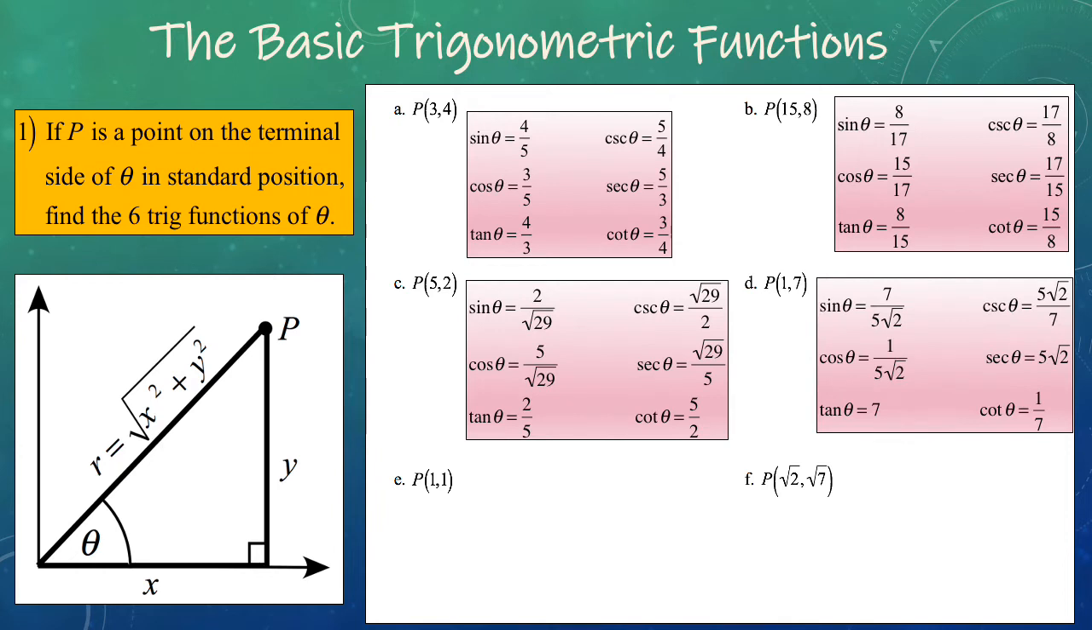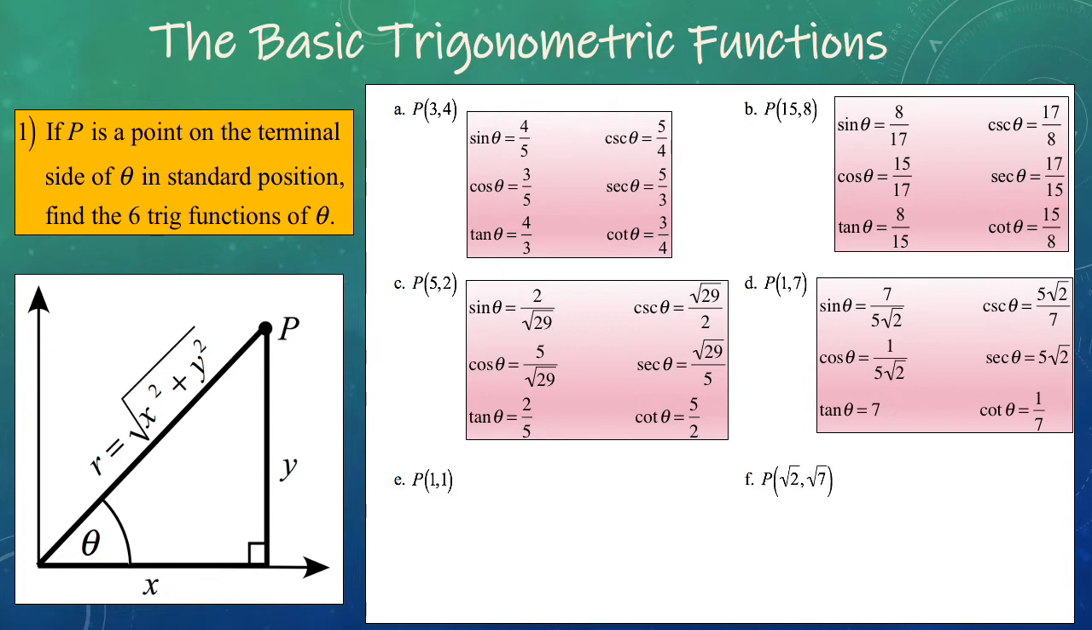D has the point (1, 7). The hypotenuse is the square root of 1 squared plus 7 squared, which is the square root of 50. We will simplify the square roots and write the hypotenuse as 5 square root of 2.